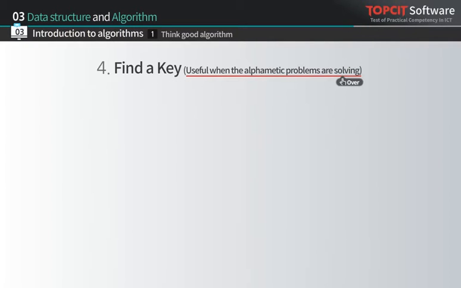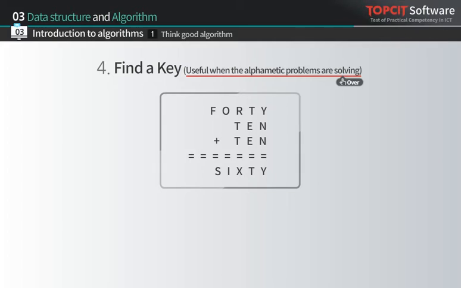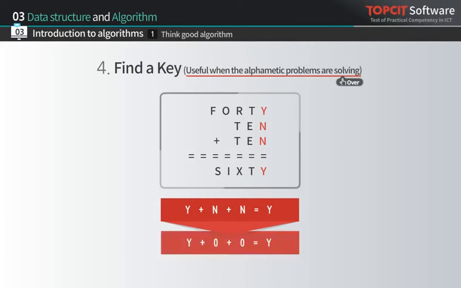The fourth is to find the key. Another way to easily solve the problem is to narrow the range to find one of the core keys. This is very useful, particularly when solving an arithmetic problem. Let's consider the following problem. If this problem is greatly enlarged, the answer does not come in clearly visible. The key is the y plus n equals y part. In this equation, if y is to come as the result, you can find out that n should be 0. If we are aware of this, it turns out that we can easily solve the problem.